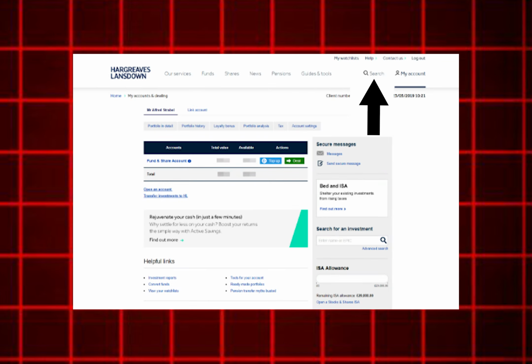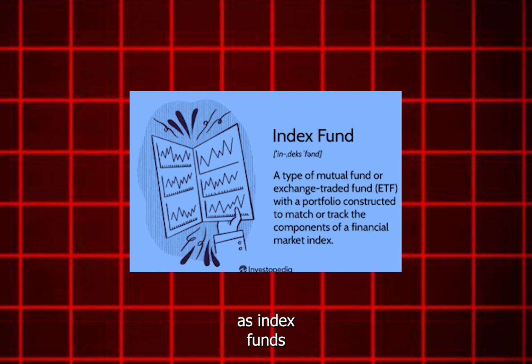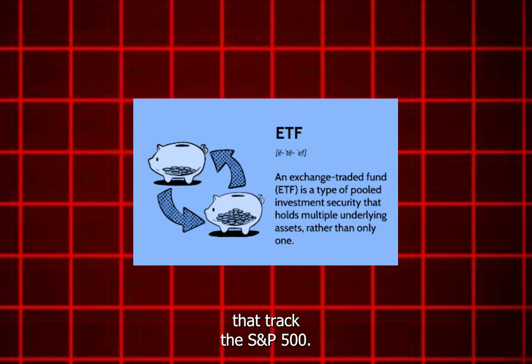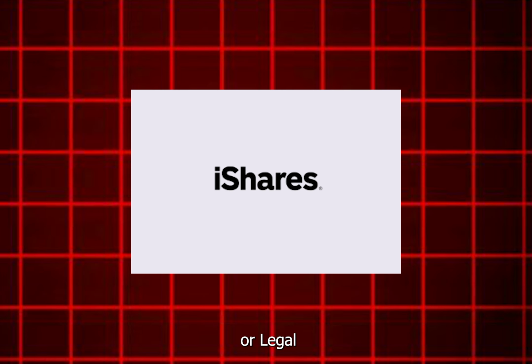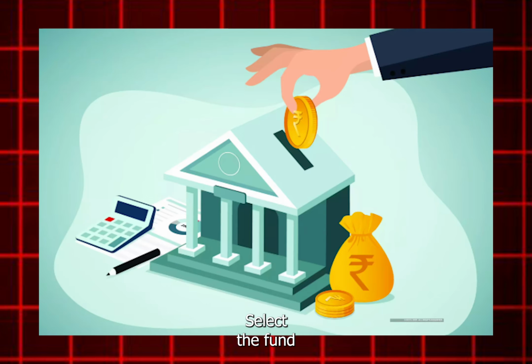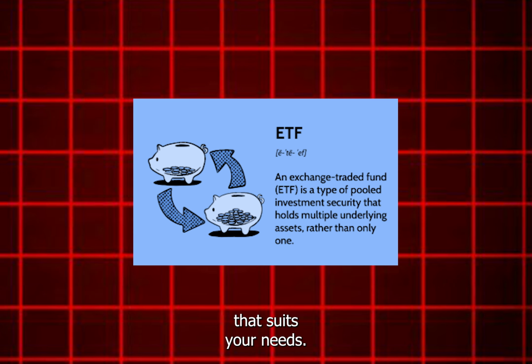In the search bar, type S&P 500 and you'll see different options, such as index funds and ETFs that track the S&P 500. Popular choices include Vanguard, iShares, or Legal and General S&P 500 trackers. Select the fund or ETF that suits your needs, then tap Deal or Buy.